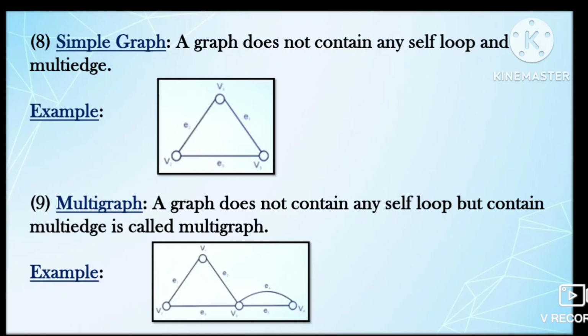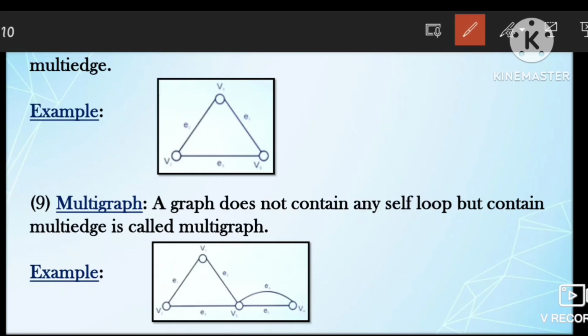A graph that does not contain any self loop but contains multi-edge is called a multi-graph. Here in this example you can see that it has a V1 vertex, V2 vertex and V3 vertex, and here it has a V4 vertex, but there is no self loop, but it contains multi-edge.